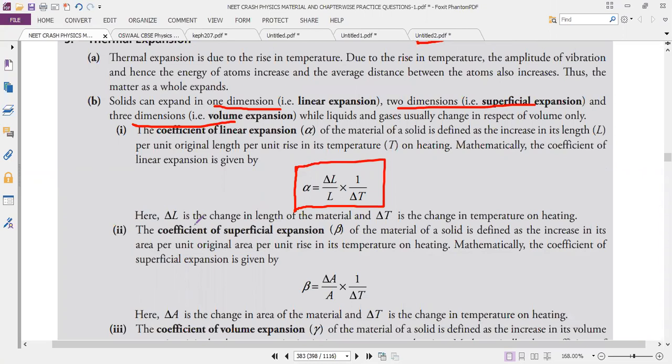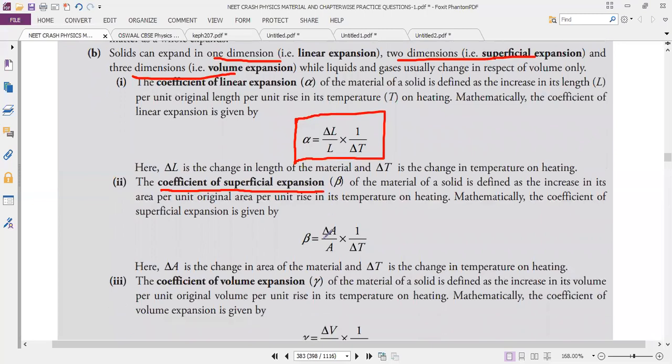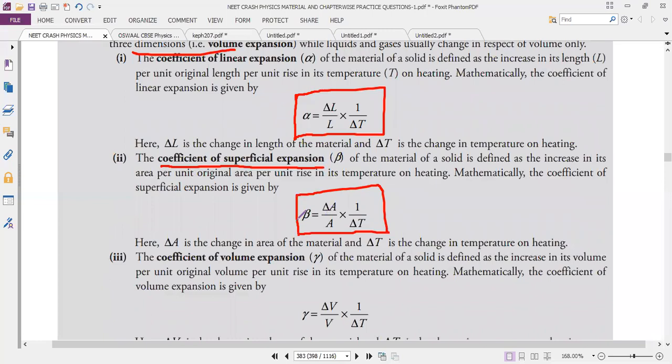Next, coefficient of superficial expansion, otherwise surface. So increasing the area del A by A into 1 by del T. Okay, we go for next topic.